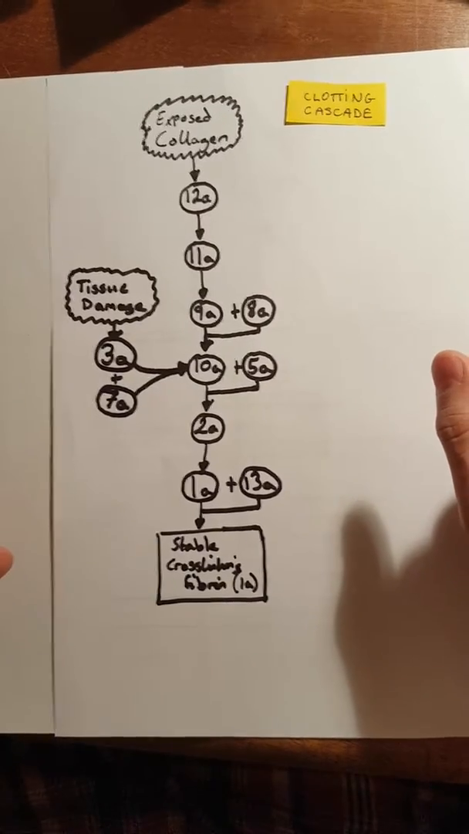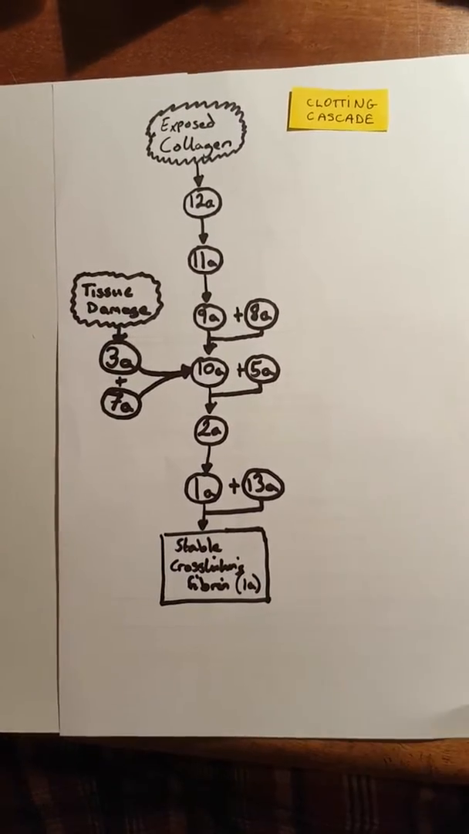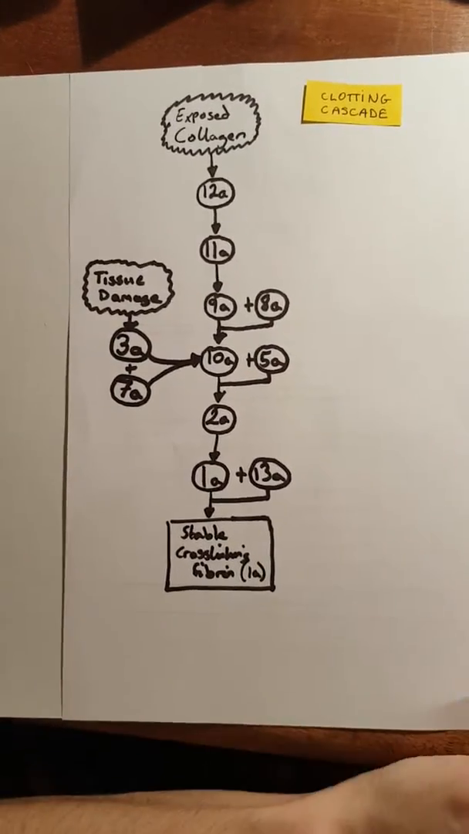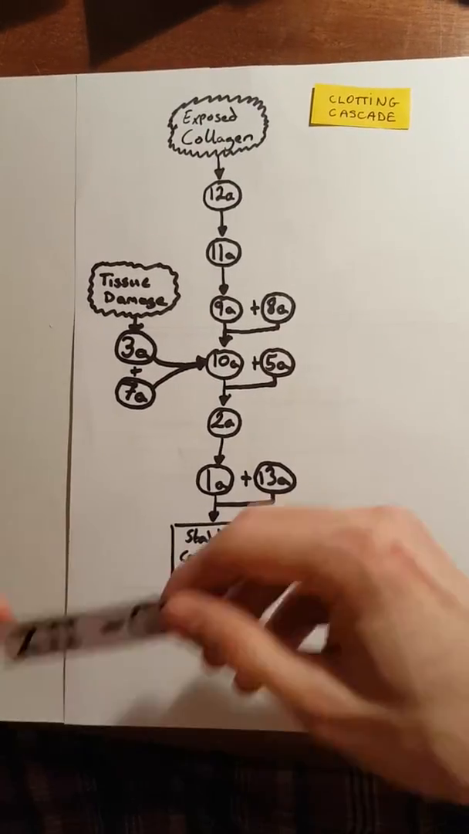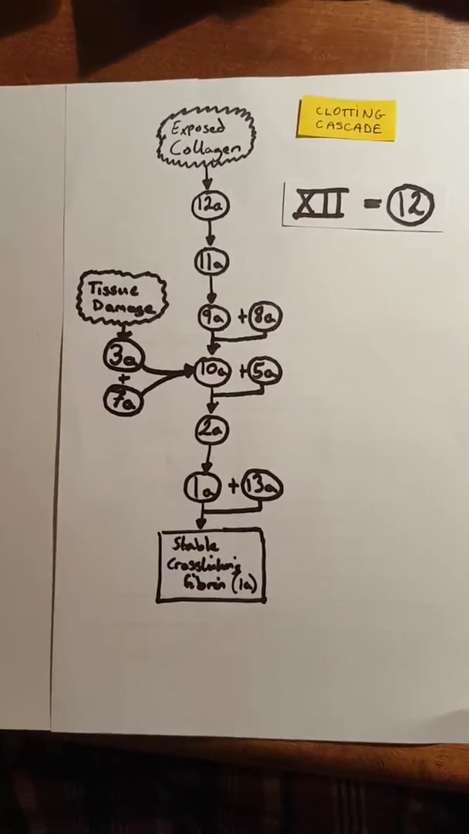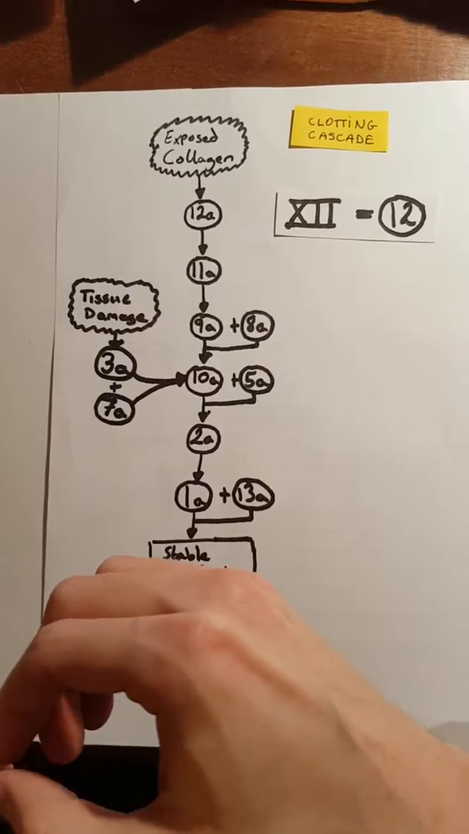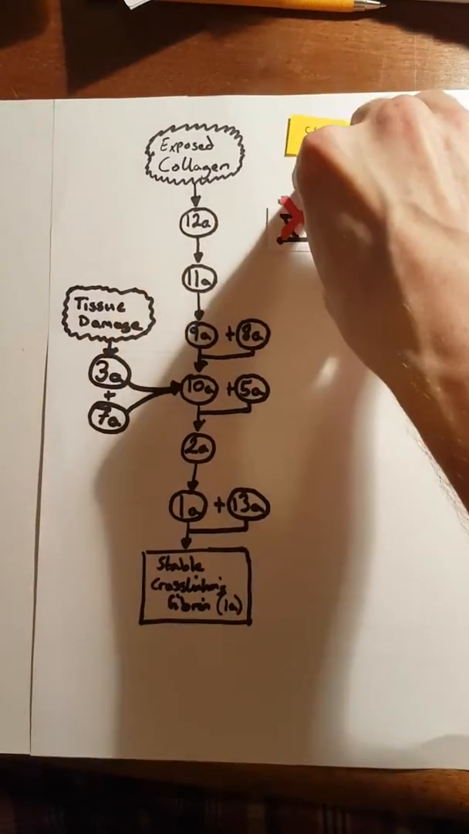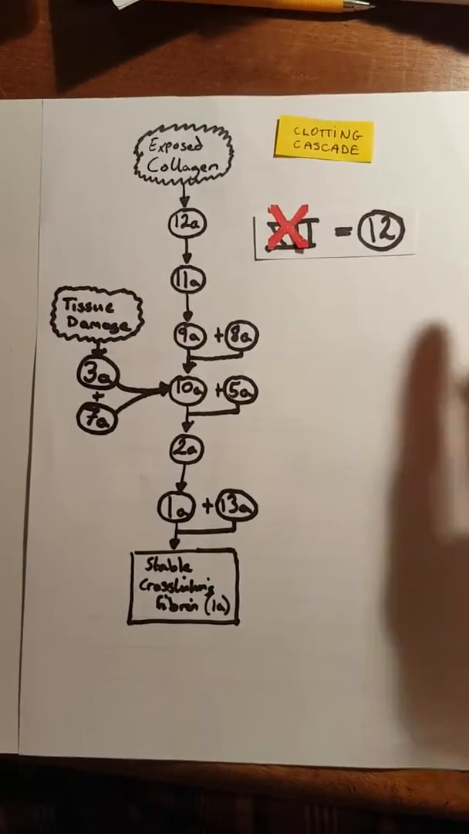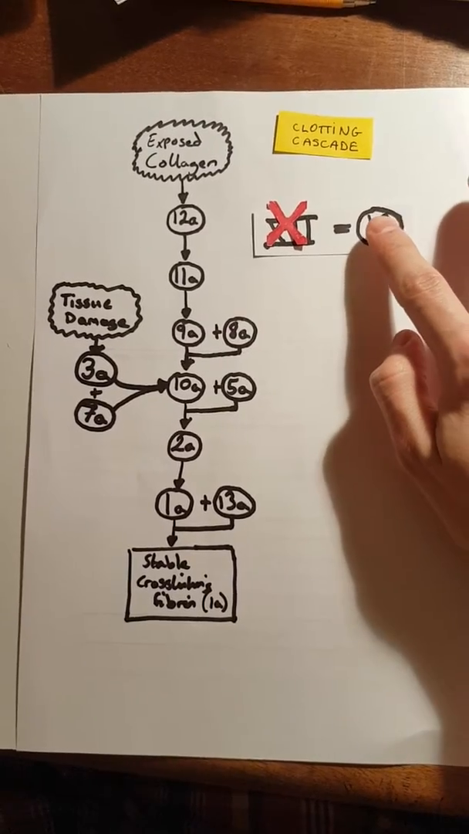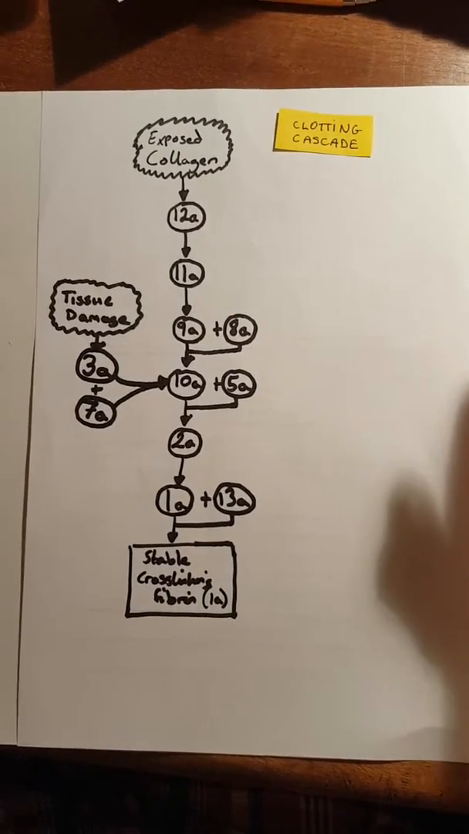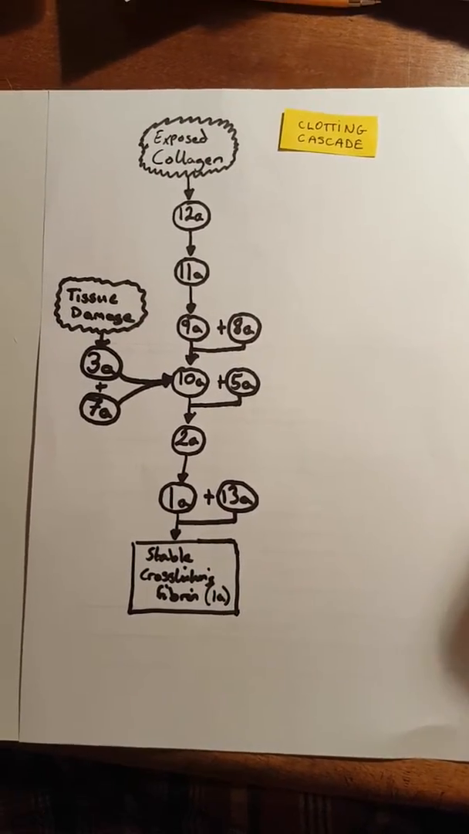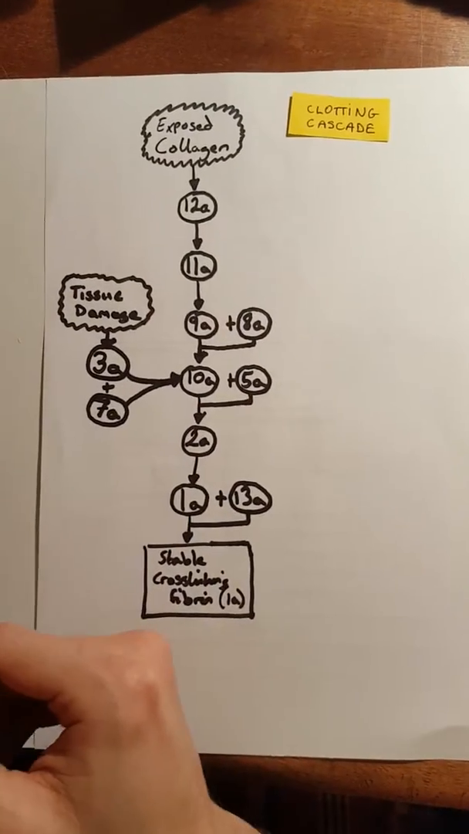So, first of all, as you will see on the clotting cascade diagram, there are no Roman numerals. I've decided essentially that we're going to modernize this clotting cascade diagram and remove the Roman numerals from the diagram. So this makes it a little bit easier to read first of all. And second of all, as you'll see, there are no unactivated factors on here.